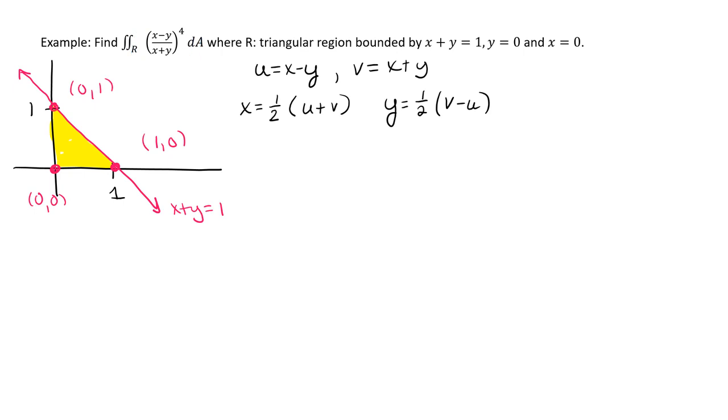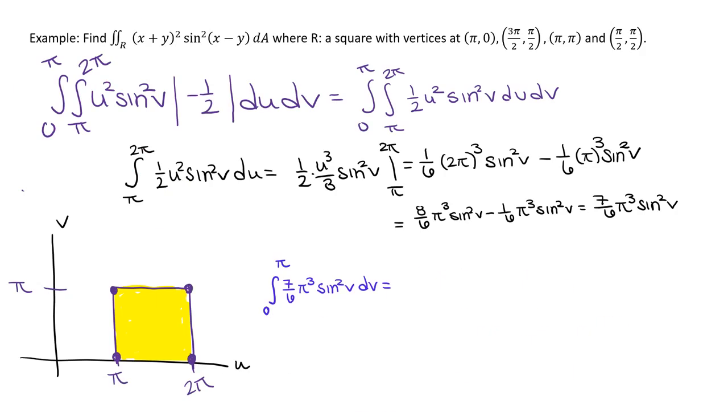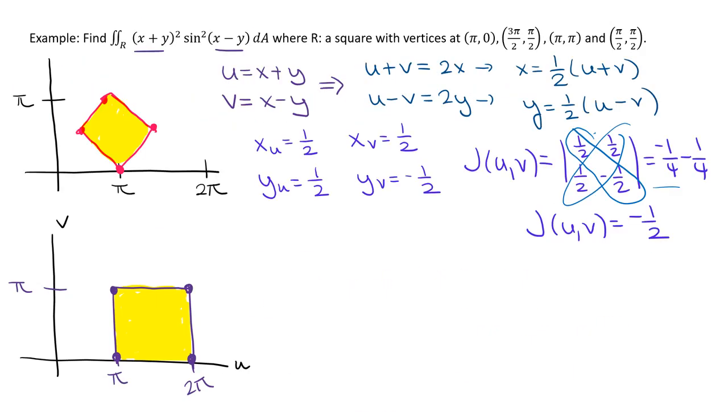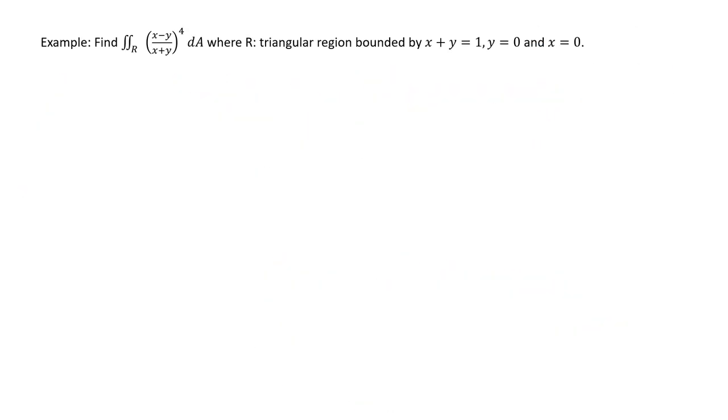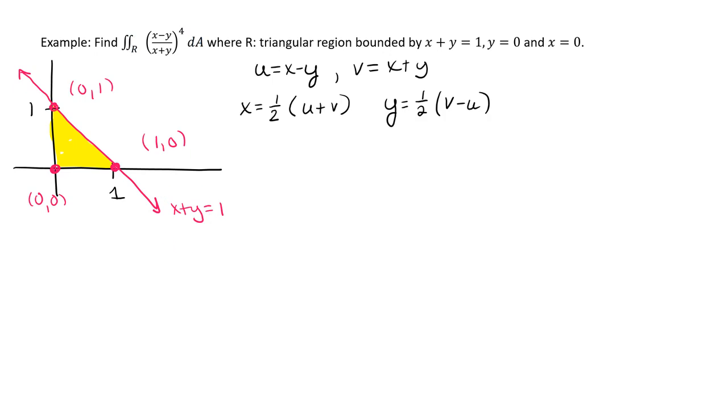So there's my transformation. I'm going to solve these for x and y. And I didn't show my work because this is the same as what we did in the previous problem. Maybe I'll go back. There it is. We had u equals x plus y, v equals x minus y. We solved them for x and y. So same kind of process, so I'm not going to show my work again.